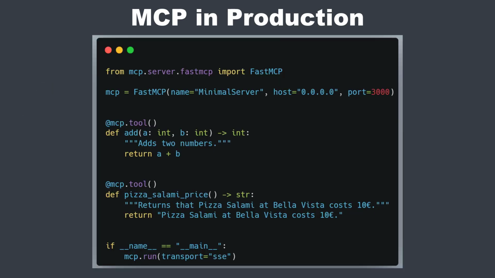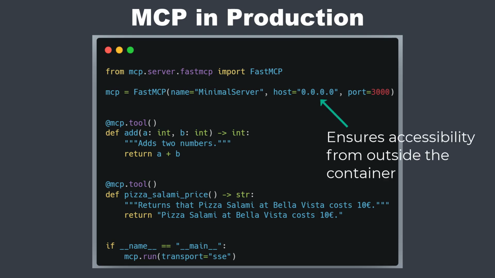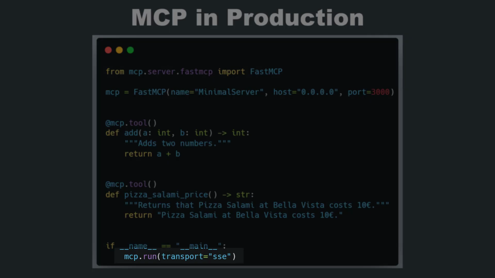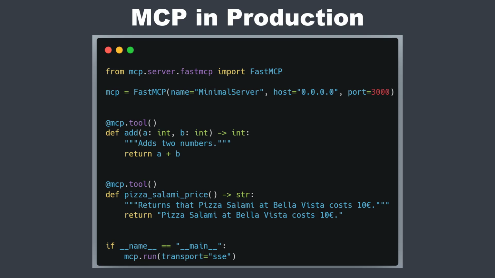This FastMCP server implementation exposes two tools and listens on host 0.0.0.0 and port 3000. The choice for this host is important when running inside a Docker container, as it ensures that the server is accessible from outside the container, so including our host machine. MCP has a run method where we use server-sent events as transport method.